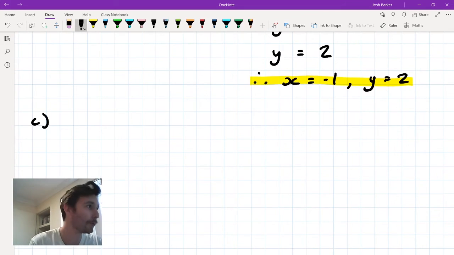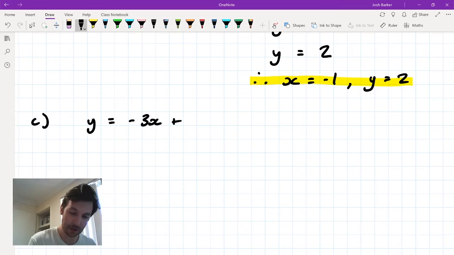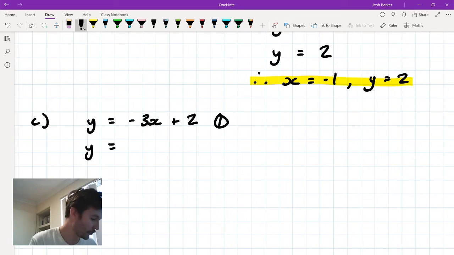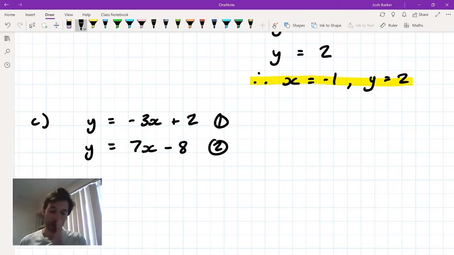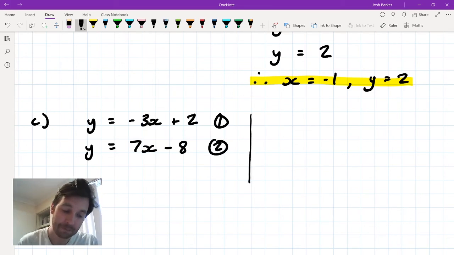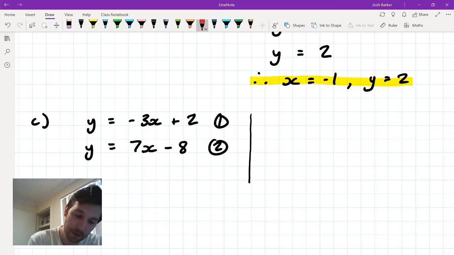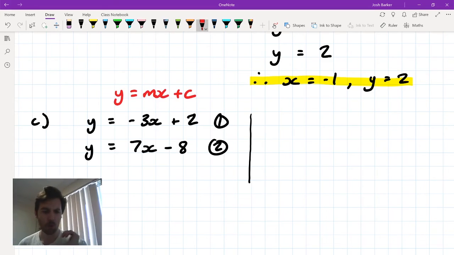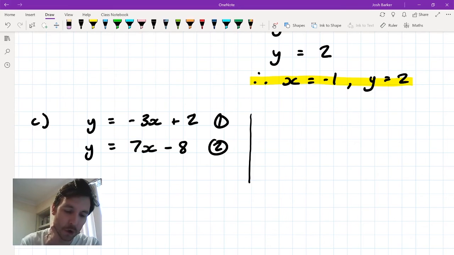So we'll call this example C, because C comes after A and B. Let's say y is equal to negative 3x plus 2. Call that equation 1. And we'll go y is equal to 7x minus 8. We'll call that equation 2. Okay, so this one looks a little bit different. Again, this time, because both equations are in the format of y equals mx plus c, we'd have to do it in a similar way to what we did before. We'd have to do a bit of rearranging, but there's actually no real need for that.